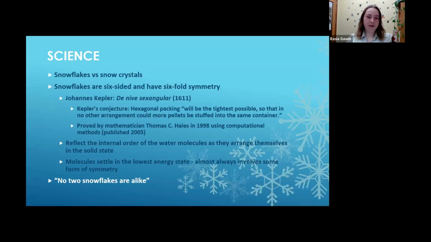Today we know that the snowflake reflects the internal order of water molecules as they arrange themselves in the solid state. I'll have some diagrams in a little bit. But molecules tend to be pretty lazy. They will settle in the lowest energy state. So usually that involves some form of symmetry, but they don't want to be working if they don't have to. And no two snowflakes are alike. That was a very common observation, and that's something that we still hear today. We'll talk a little bit about why that is as well.